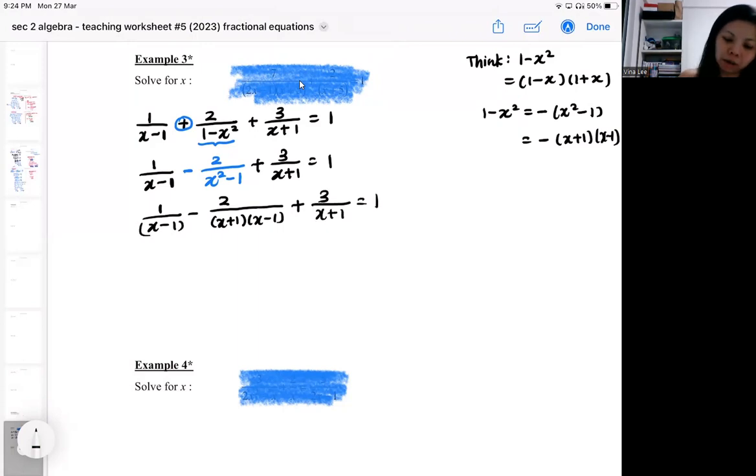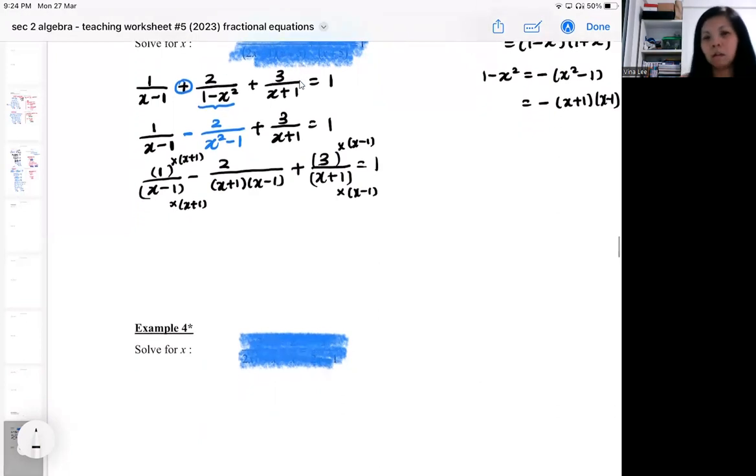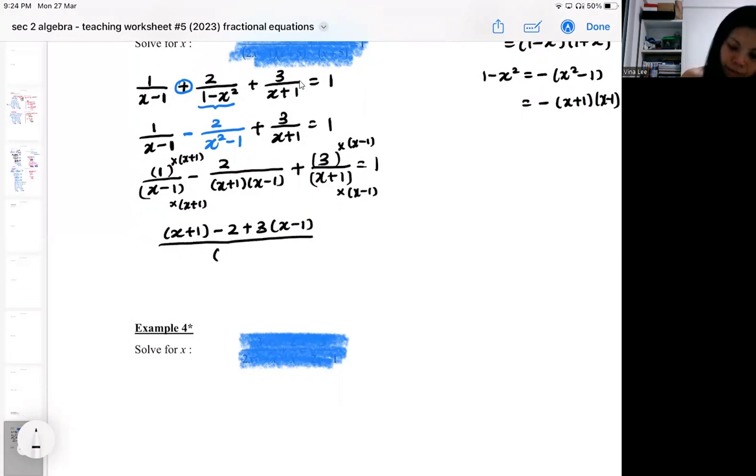So you need to multiply something to make same denominator. So look at the missing bracket. You will multiply by x plus 1. Here you will multiply by x minus 1. Then you will get all the 3 fractions with the same denominator. Then that's where you get a single fraction equal to 1.